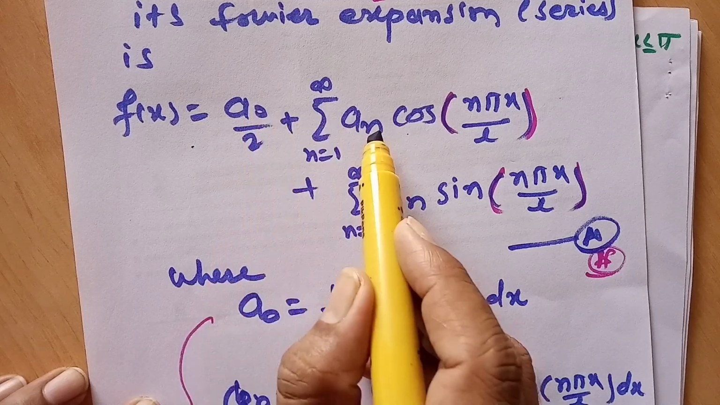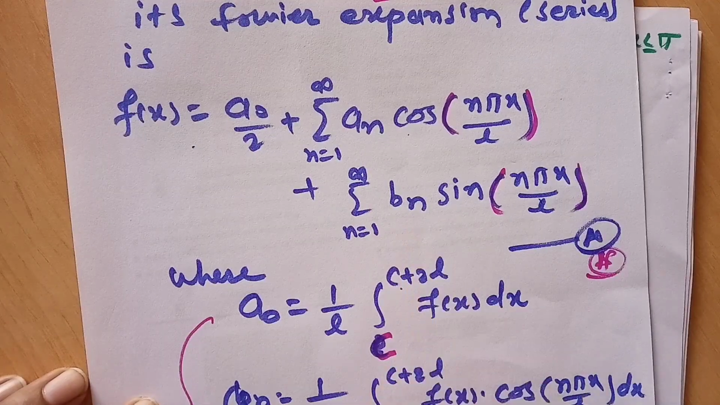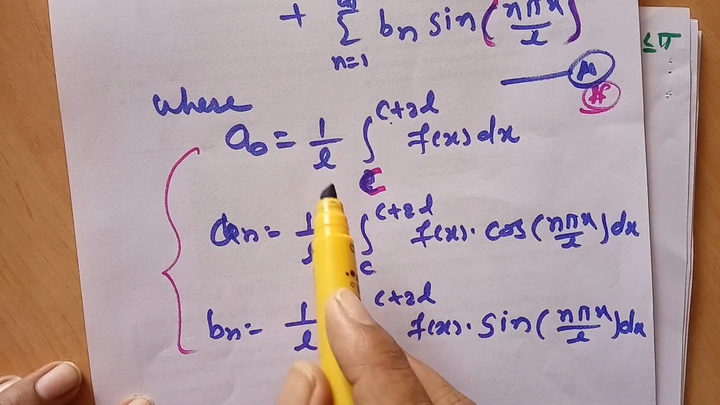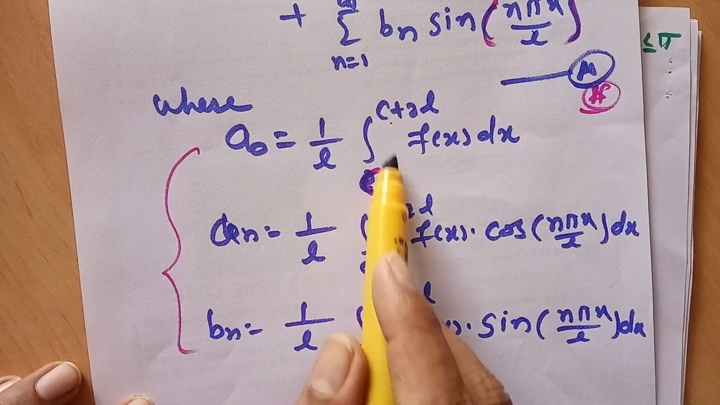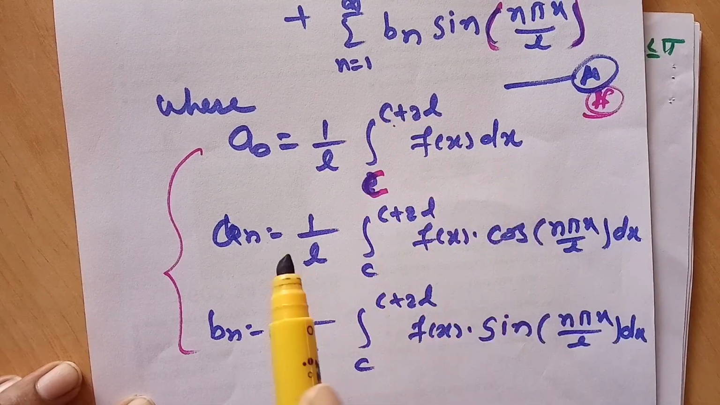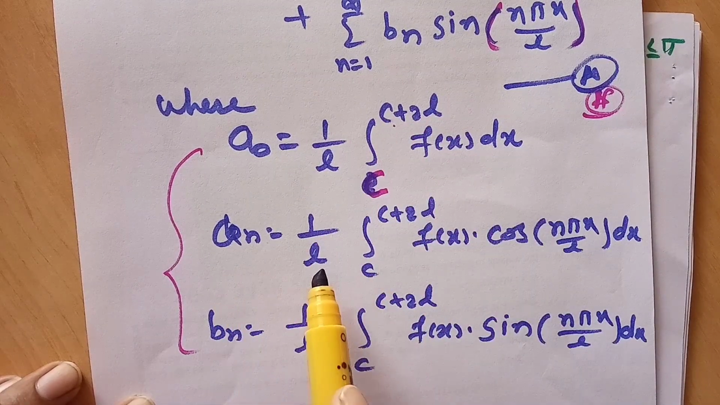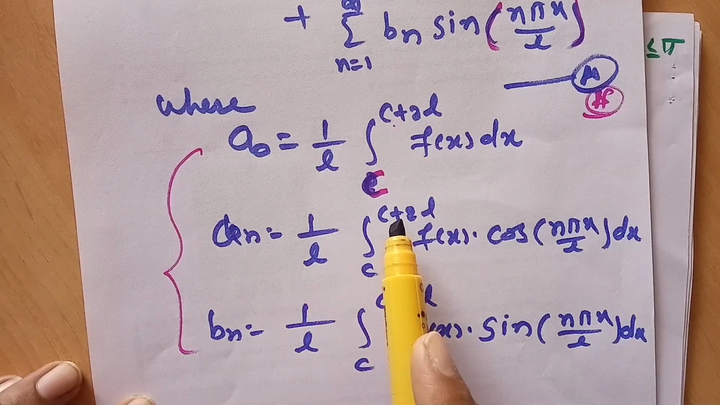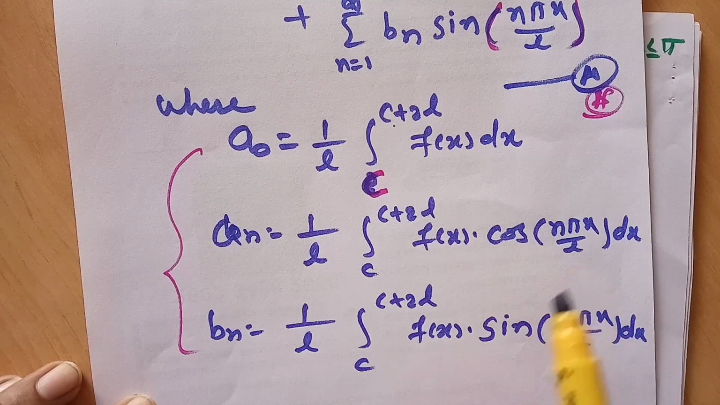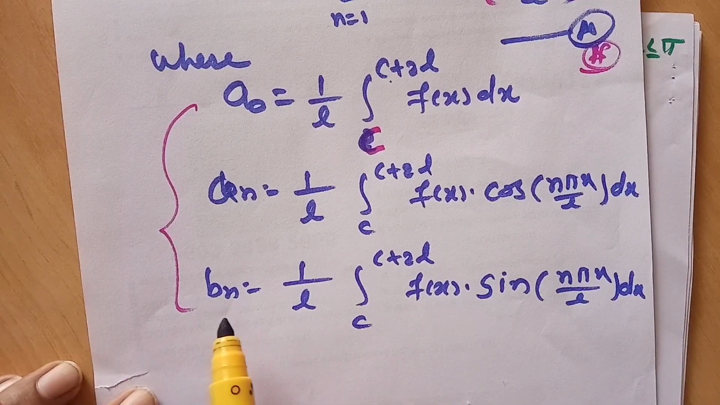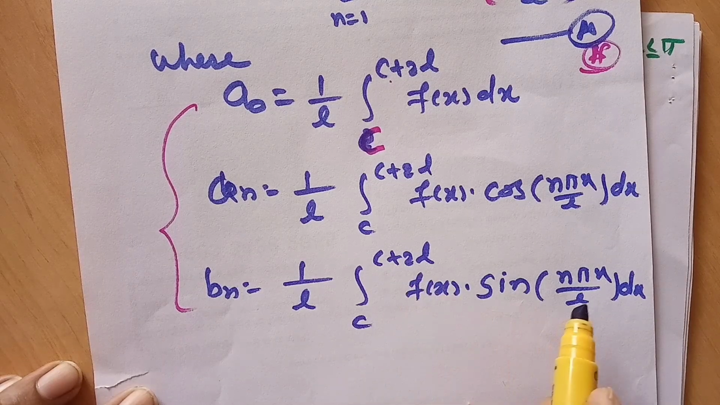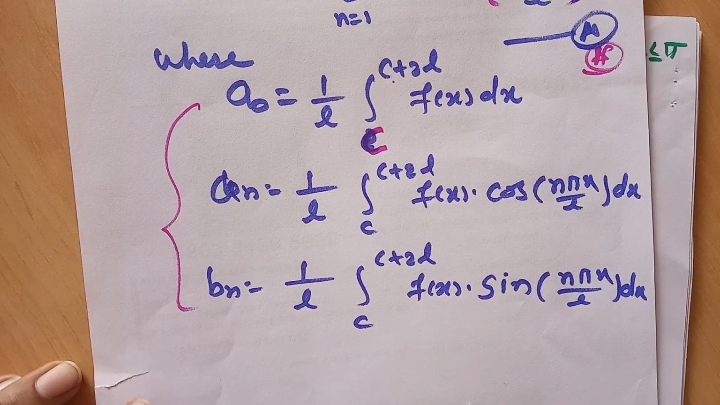This a0, an and bn, these are the Fourier coefficients. And how are we calculating these Fourier coefficients? a0 is equal to 1 divided by l integration over given interval c to c plus 2l f of x into dx, an equal to 1 divided by l integration c to c plus 2l f of x into cos of n pi x divided by l into dx, and bn equal to 1 divided by l integration c to c plus 2l f of x into sine of n pi x divided by l into dx.